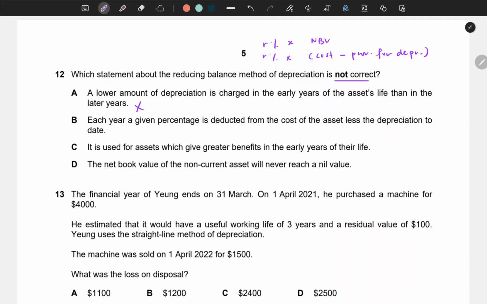B: each year a given percentage is deducted from the cost of the asset less depreciation. Yes, this is the formula I mentioned above. C: it is used for assets which create greater benefits in the early years of their life. Yes, because the depreciation will be higher in the early years. D: the net book value of the non-current asset will never reach nil value, meaning it will never be zero. Yes, because you keep deducting the provision for depreciation from the cost. So the answer is A.